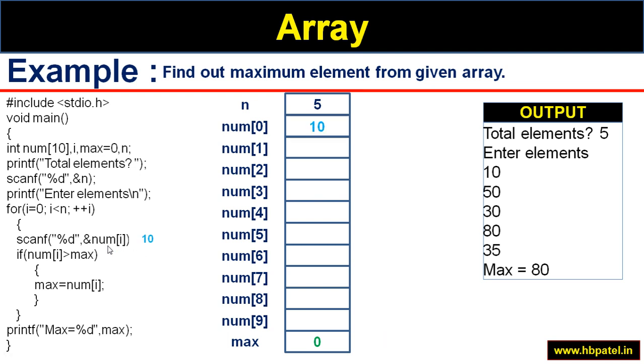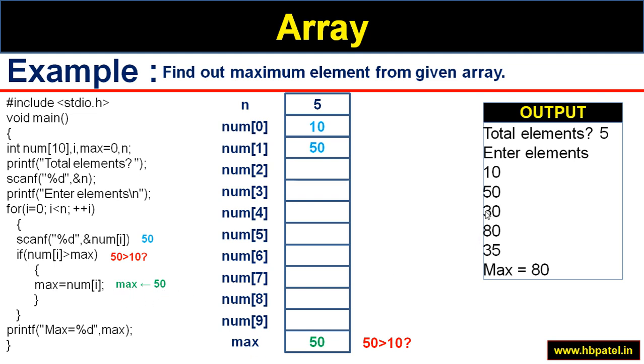So let us try to understand. So first thing is, if I enter 10, so it will go in num0. So then I'll compare num0 with max. What is the initial value of max? 0. So 10 is greater than 0? Yes. So in that case I'll assign 10 into max. So max becomes 10. Next time if I enter 50, so now compare 50 with the max value 10. So 50 is greater than 10? Yes. So in that case 50 is to be assigned into max. So I'll assign 50 into max. So the new value of max is 50.